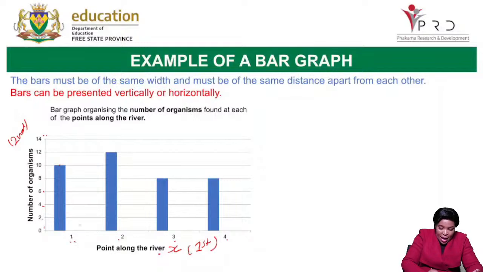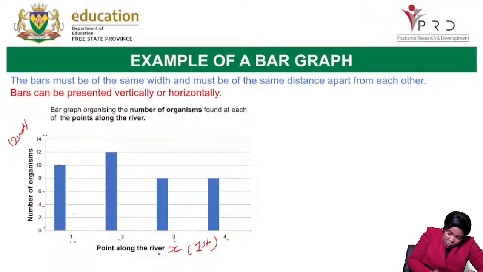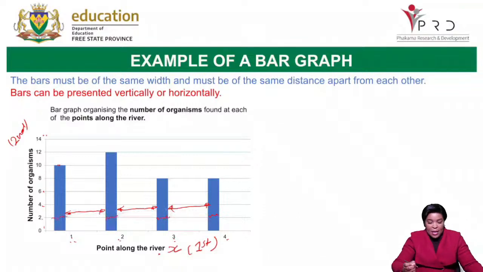Then at number 1, you tell us how many organisms. There were 10. Point number 2, there were 12. Point number 3, there were 8. Point number 4, there were 8. So look at the spaces between these bars. It is equal throughout. So your space between the bars should be equal. And the width of the bars itself should be equal. There is no one that is thicker and there's no one that is thin.